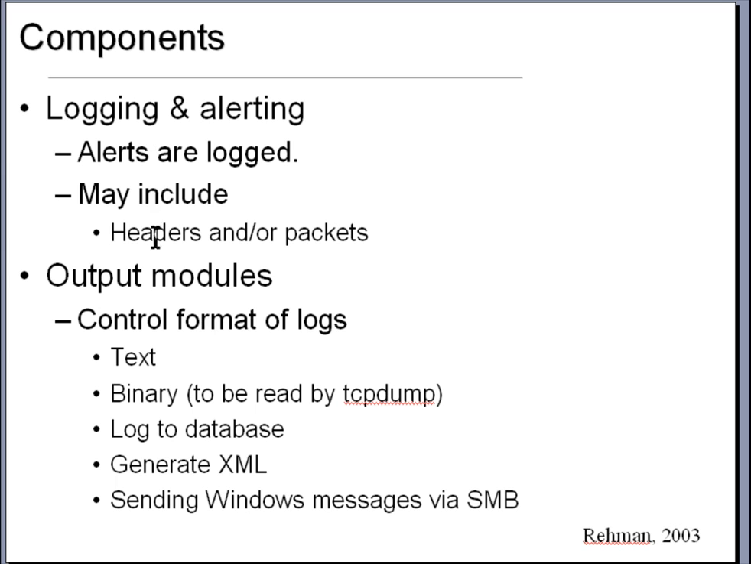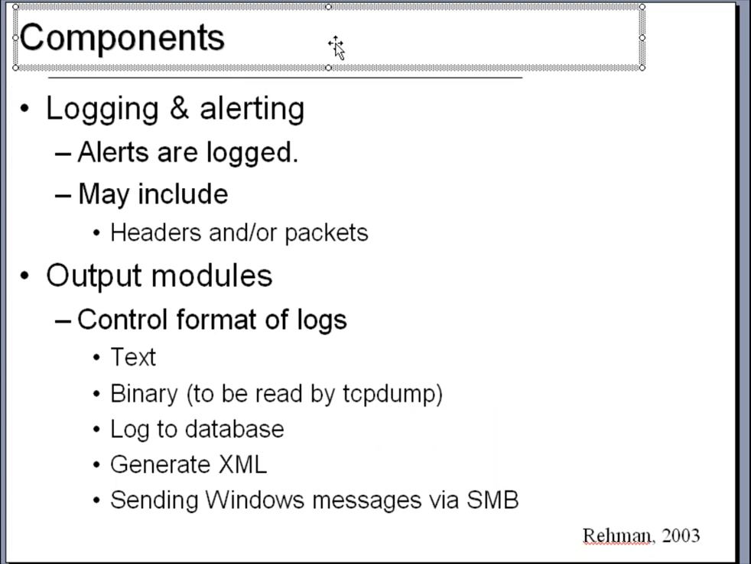Some of the information you may include in logging includes the headers and/or packet contents. And of course, you want the alert, that is the rule that was tripped, so you know why you're receiving the message. And then you have output modules that allow you to control the formats of the log. Most of you saw that the alert files, or alert.ids, came in text format. However, for quicker writing and reading, you may want to output in binary format, which can then be reread by tcpdump. Or you can log it to a database, generate XML content, or send Windows messages via Samba, that is, server message block, over Samba.